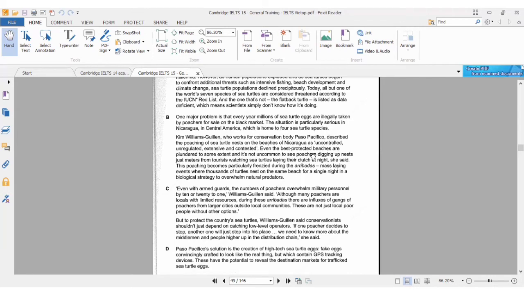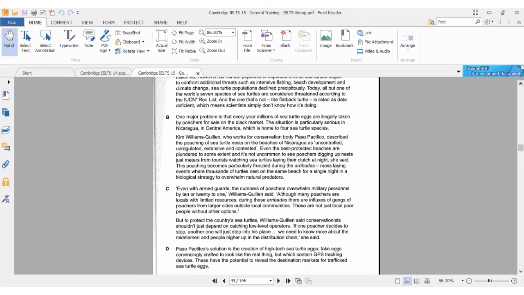Okay? And then it says, even the best beaches are plundered. It is still stealing to some extent. And then you see poachers digging up nests just meters from turtles laying their clutch at night. Somehow you see, it is giving us an explanation of how well these people steal. Now, it says it becomes particularly frenzied during this period when thousands of turtle nests on the same beach for a single night in a biological strategy to overwhelm natural predators. So what happens is that when the sea turtles come and lay on the beach, all of them are trying to protect themselves from natural predators. You now find that these human beings, these thieves, eventually are able to steal them easily, effortlessly.